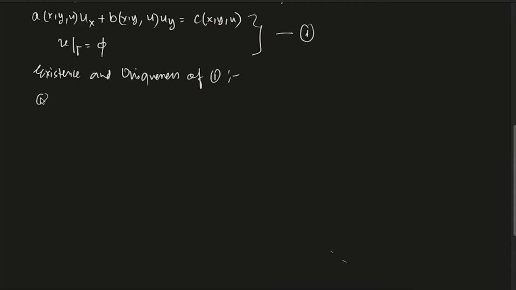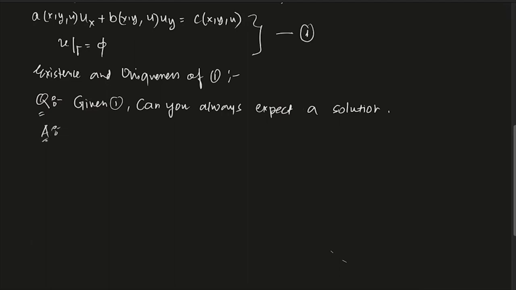Okay, so the question is this: given one, can you always expect a solution, or a unique solution? I mean, first of all, let's just understand whether we can expect a solution, and then we can talk about uniqueness later, right? But the answer is this: do you think we can expect any solution out of it? No. The answer is no.